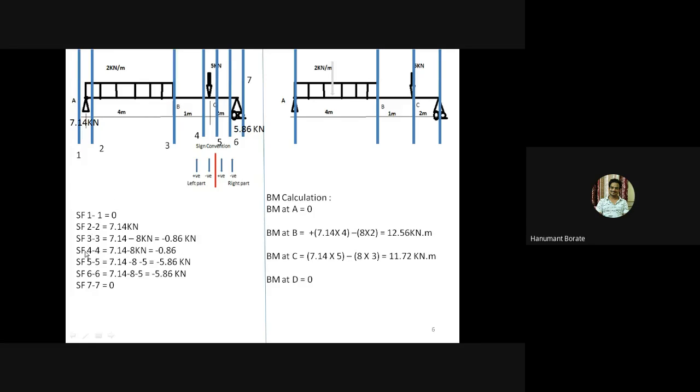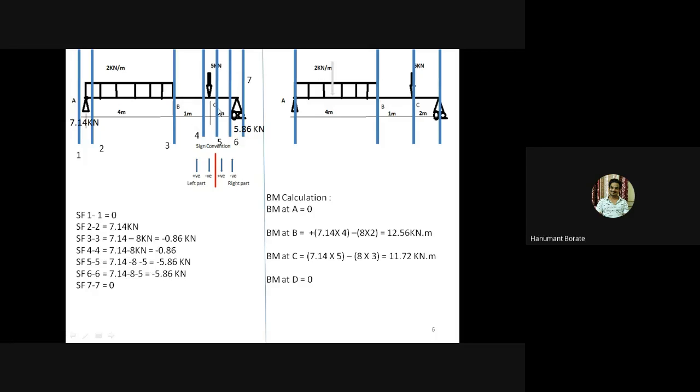Okay. Now SF at section 4.4. This is our 4.4 section, just left of C. Now again there are the two forces at the left side of the section 4.4. So we'll get the same answer, section 4.4.